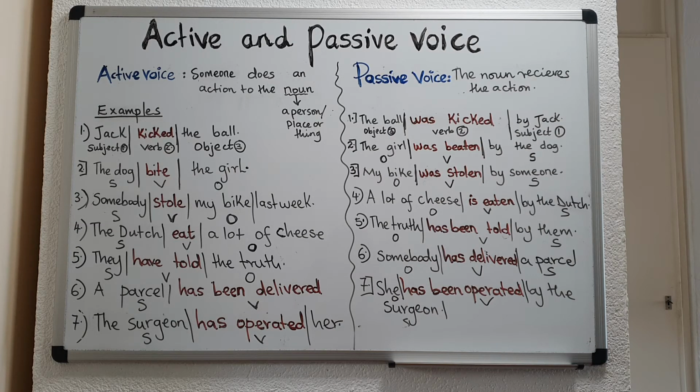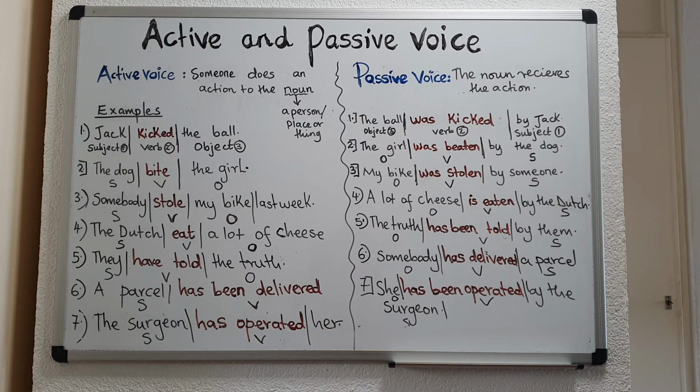Number 7. The surgeon has operated her. So the surgeon is the subject, followed by has operated, which is the verb. Okay? And then we have her, which is the object. So before we continue, if I have to review that, I would say that in a sentence in which you have the active voice, someone is doing something to the object.